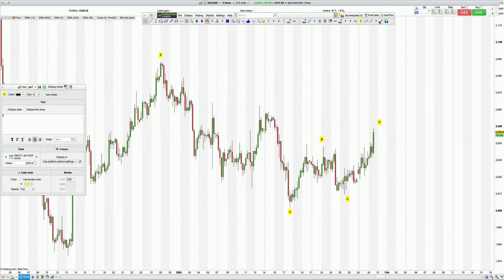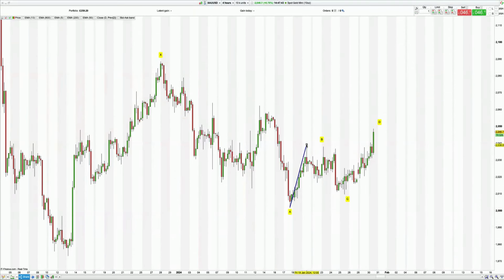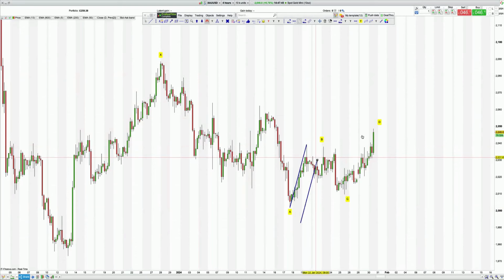Now, AB equals CD is the common denominator. Just make sure it's all nice and exact, nice and neat. So we've got it at the moment. We have AB equals CD.